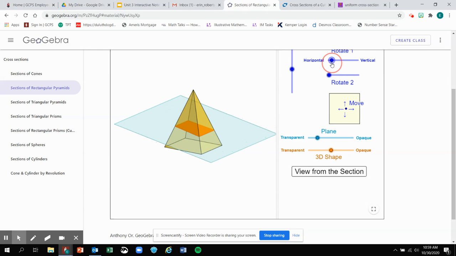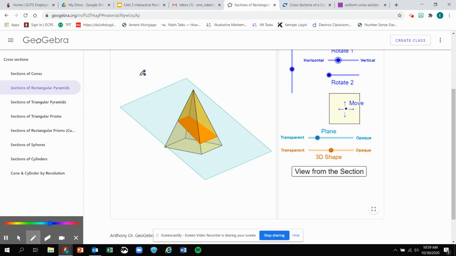Now, when we cut diagonally, we take that square and you see how we're kind of elongating it and we're changing some of those angles. So when we cut this diagonally, we're going to have a parallelogram.